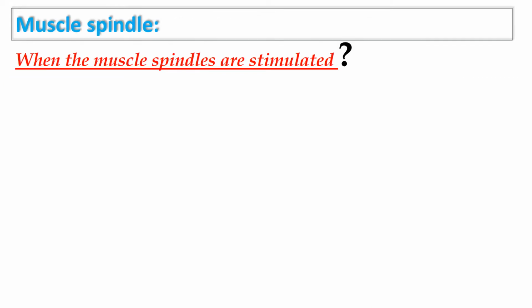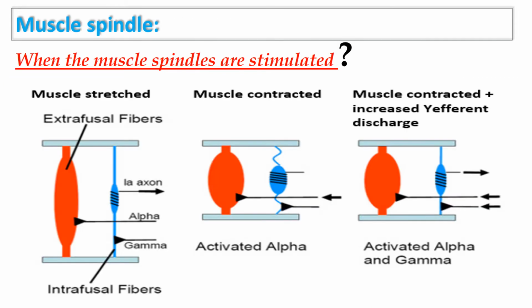So, the muscle spindles are stimulated when the muscle is stretched, as we mentioned previously. When the muscle is stretched, there is a stretching or elongation occurring in the muscle spindle, leading to the normal stretch reflex, as we mentioned before.